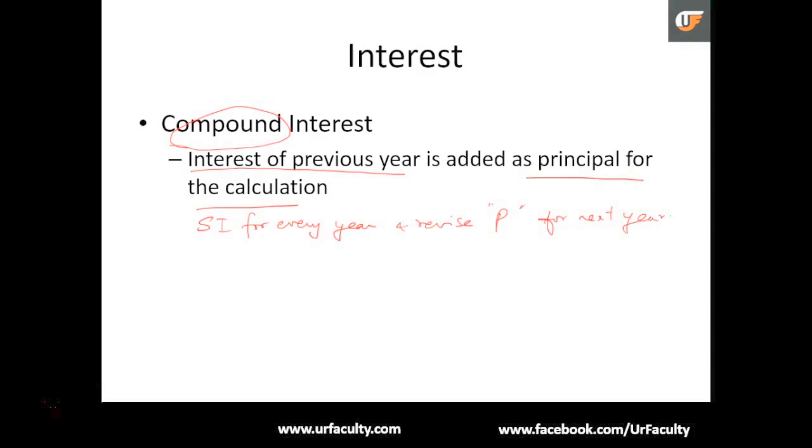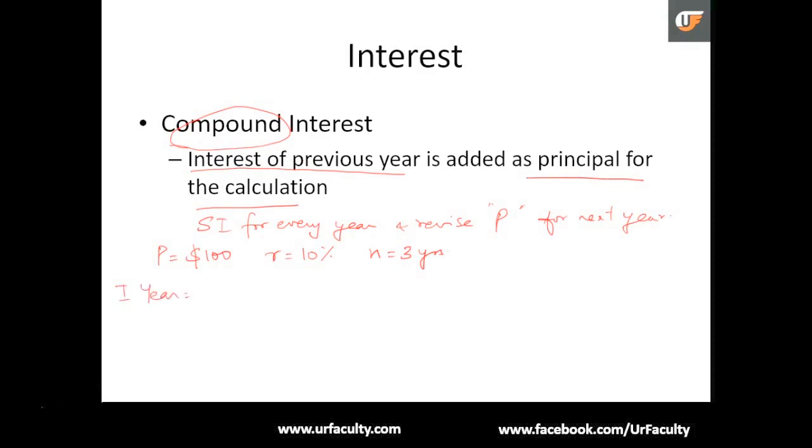How do you do that? Let's take an example here. Let's say the principal is $100 and the rate of interest is 10% and n is equal to 3 years. Now what happens in a compound interest calculation? In a compound interest calculation, you are supposed to do it for every year. Let's take, for example, the first year.